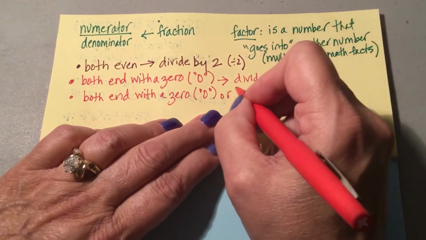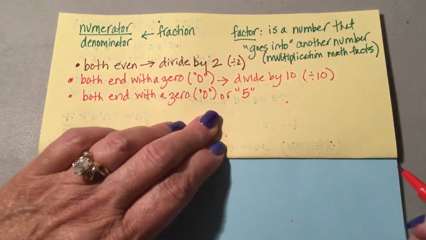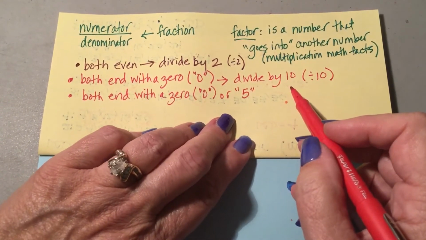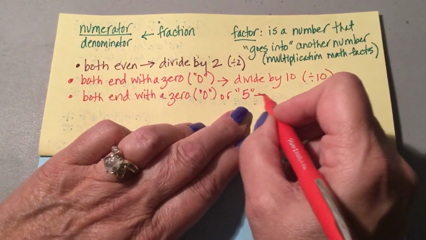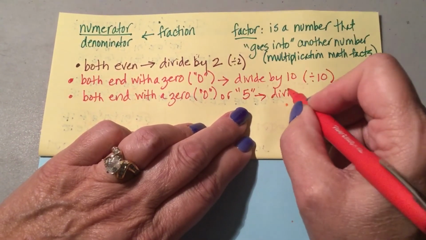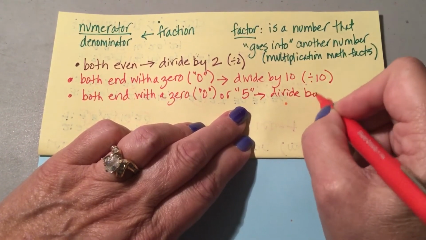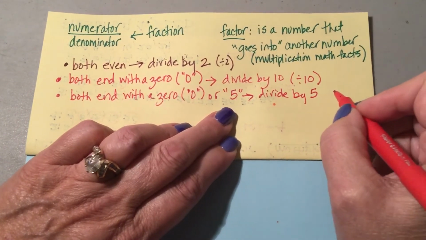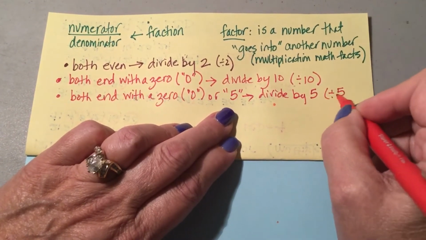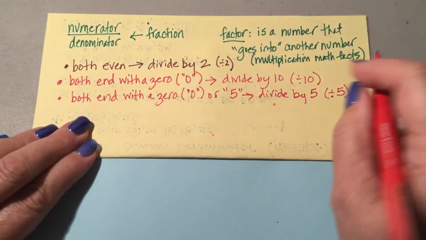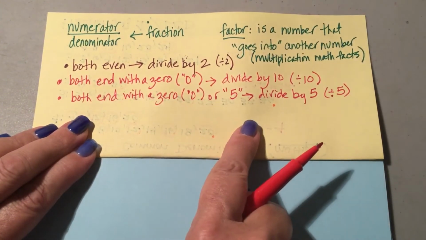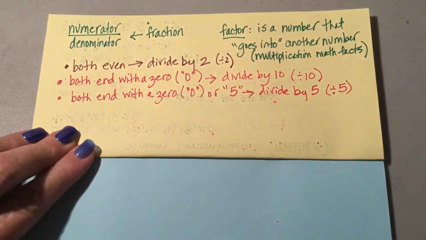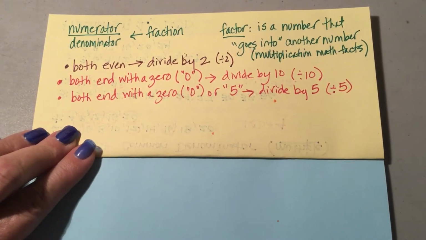or a 5. I bet you guys know that rule, right? Because sometimes I'm sure you guys thought about it up here. But if it does that, that means that we can divide by 5. Okay, divide by 5. So that means that 5 can go into any numbers ending in 0 or ending in 5.